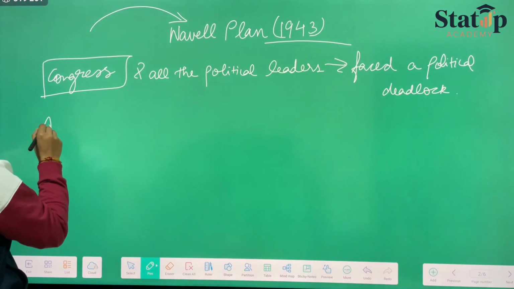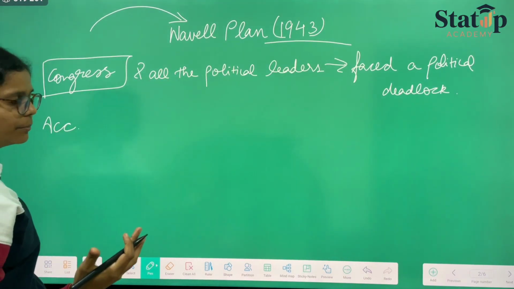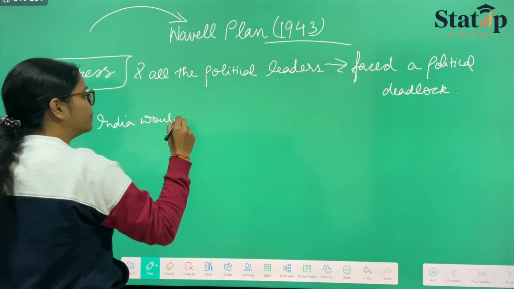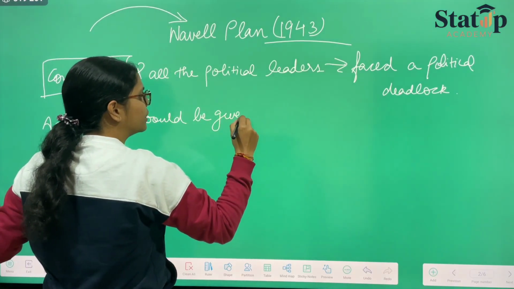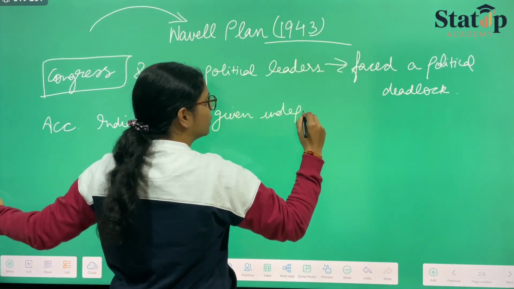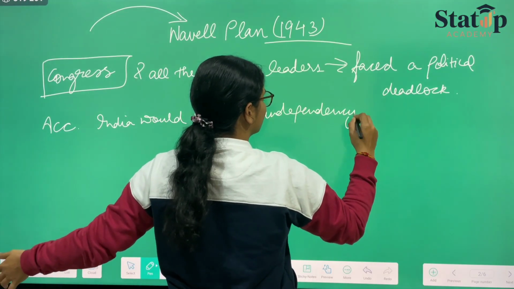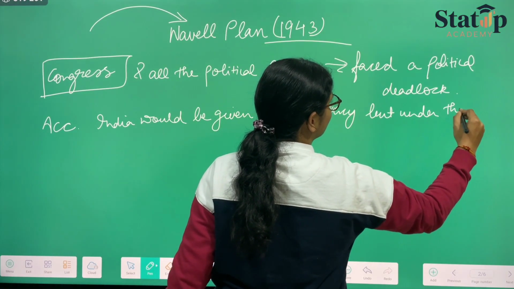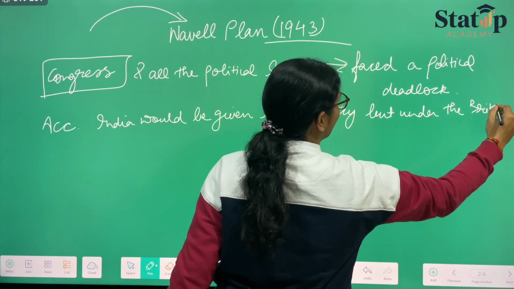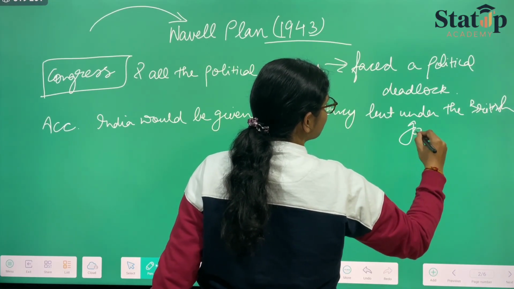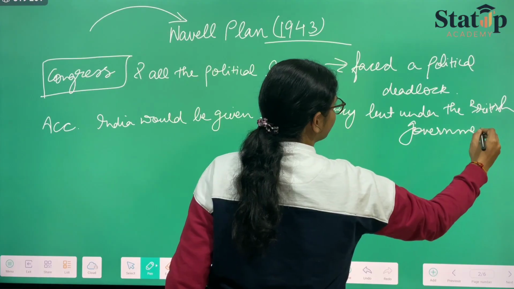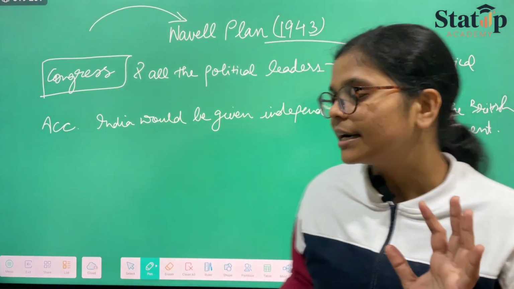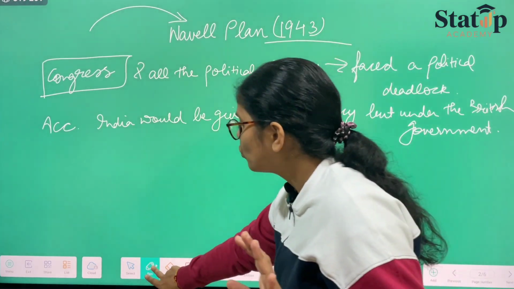He said that according to the plan, India would be given independence but under British. Under the British government. What does that mean now? India will be gaining independence, that is fine. But under the British, what does that mean?